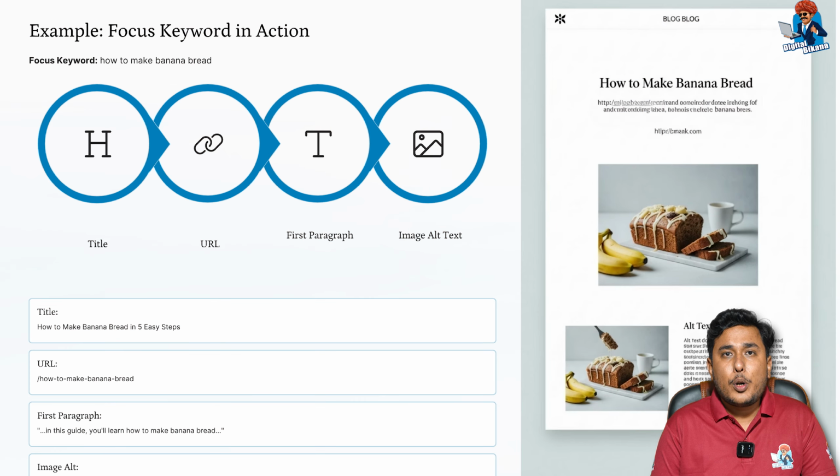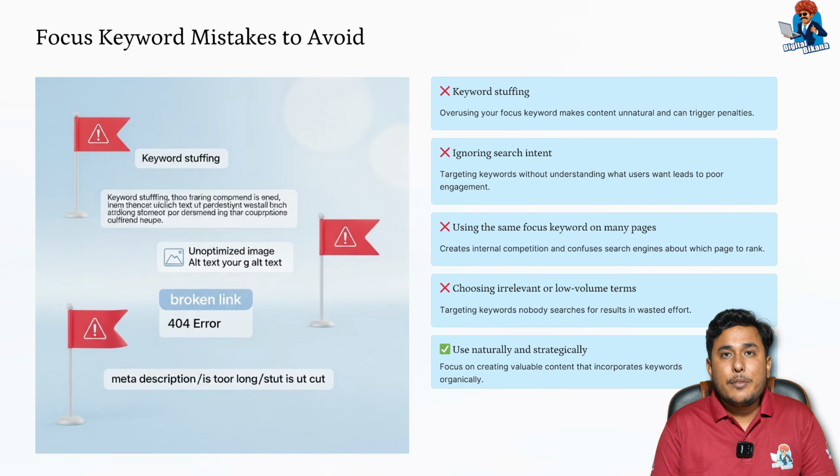If you are writing a blog on how to make banana bread, your focus keyword would be how to make banana bread. This phrase should appear in your title, meta description, URL, heading, and naturally throughout the post. While using a focus keyword, avoid common SEO mistakes like keyword stuffing or targeting the same keyword on multiple pages, which can confuse search engines.